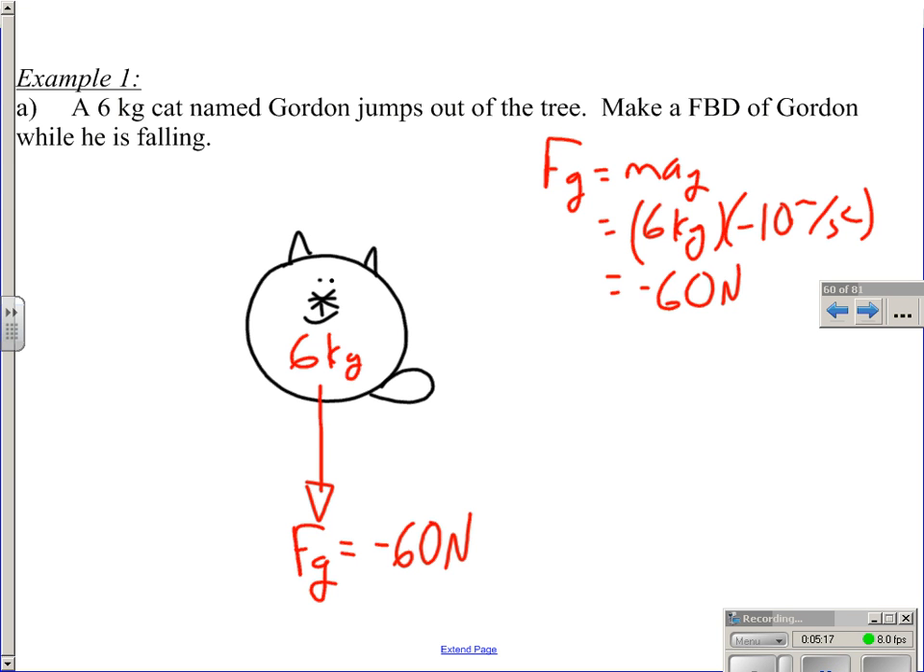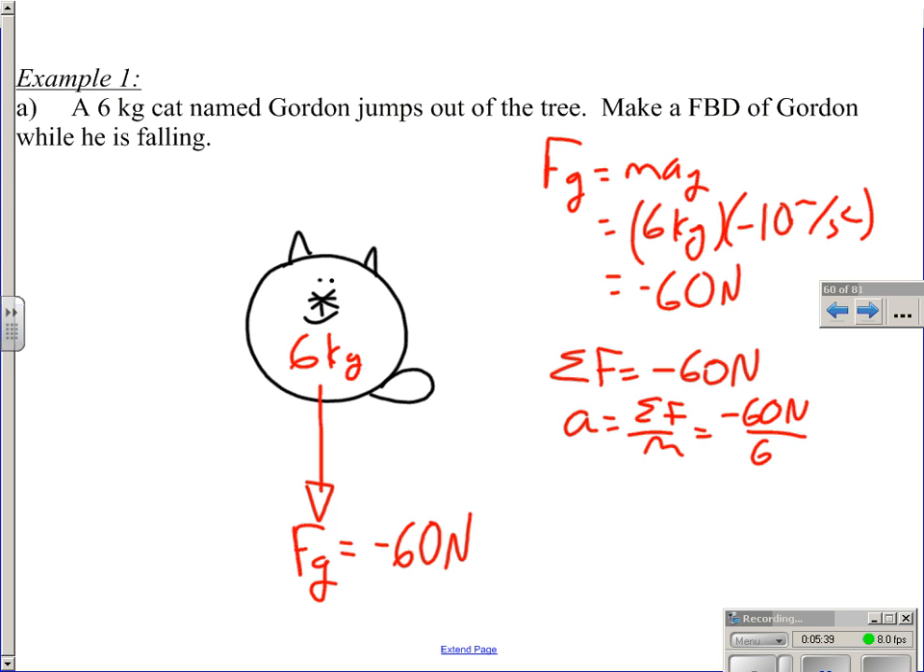Third step is think about what you know. In this one, actually, you can go a couple of routes. Option 1 is you can say, oh, well, we know the net force because the only force is the force of gravity. So our net force is just going to be negative 60 newtons, right? And then find your acceleration by doing net force over mass. And we hopefully already know what the answer is, right? There you go, right? You could have flipped that around.